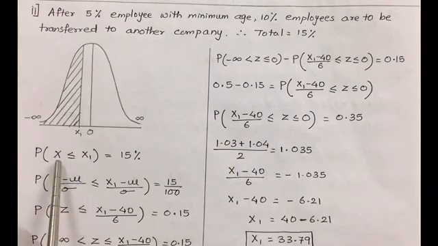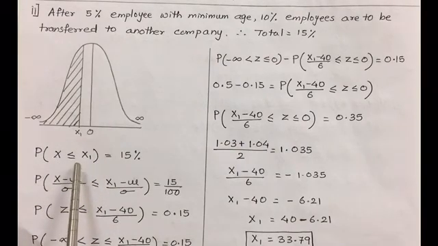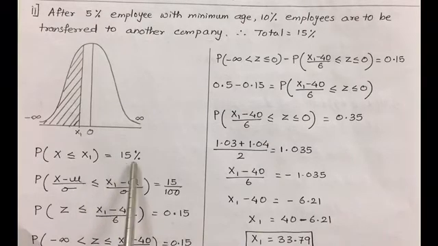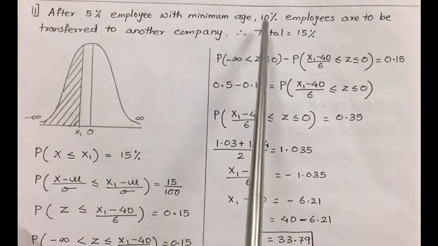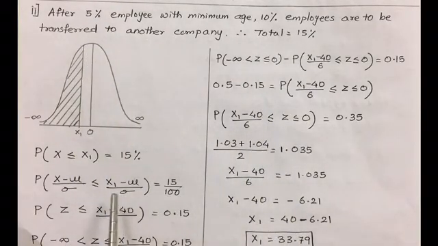So the probability that x is less than or equal to x1 is equal to 15%, which we have got from 5 plus 10. Now standardizing the variable by subtracting mu and dividing by sigma on both sides, we get 15 divided by 100, that is 0.15, and (x minus mu) upon sigma is taken as z. So (x1 minus 40) divided by 6 is equal to 0.15.